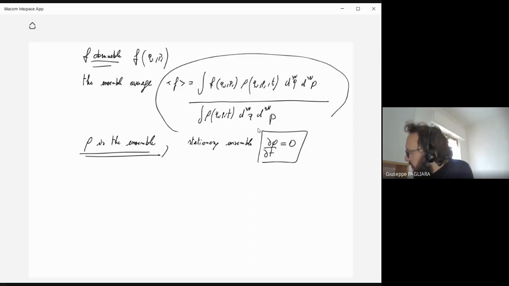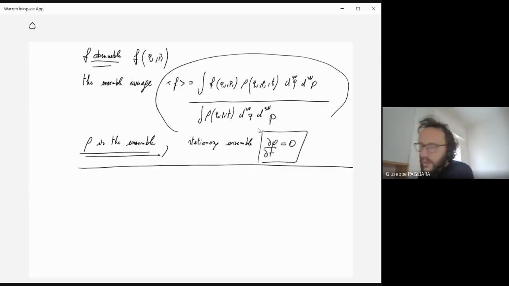Now we will see that rho is the solution of a continuity equation, which expresses the Liouville theorem. And I think that after that maybe it's over.